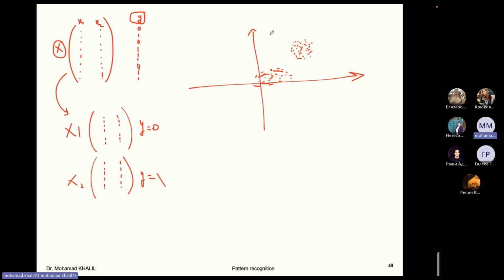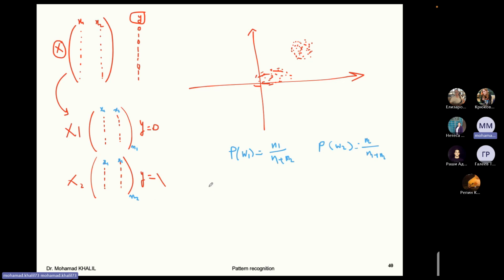Then what you have to do is quickly calculate here x1 and here x2 for class 1, and here x1 and here x2 for class 2. Imagine that here you have n1 terms, and here you have n2 terms. So directly you can estimate p(omega 1) equal n1 over n1 plus n2, and p(omega 2) equal n2 over n1 plus n2.